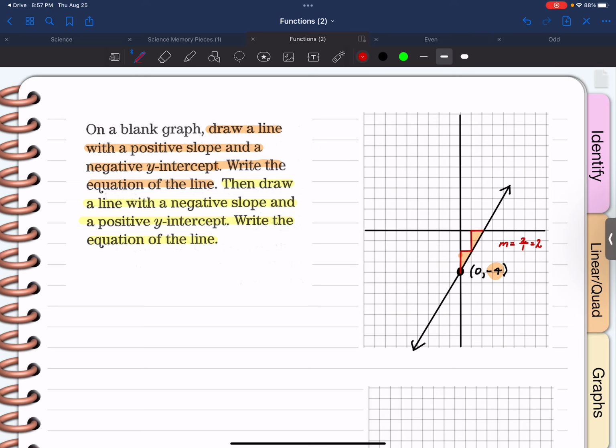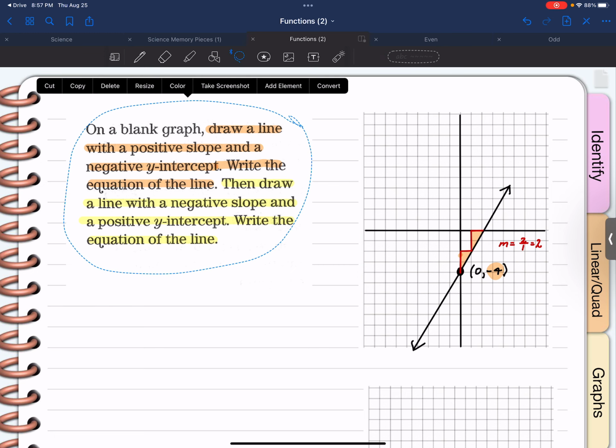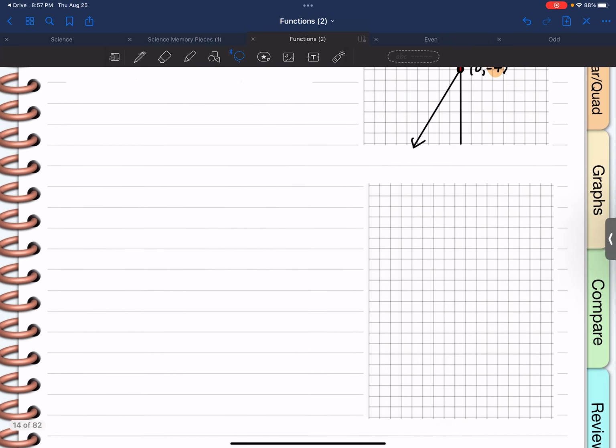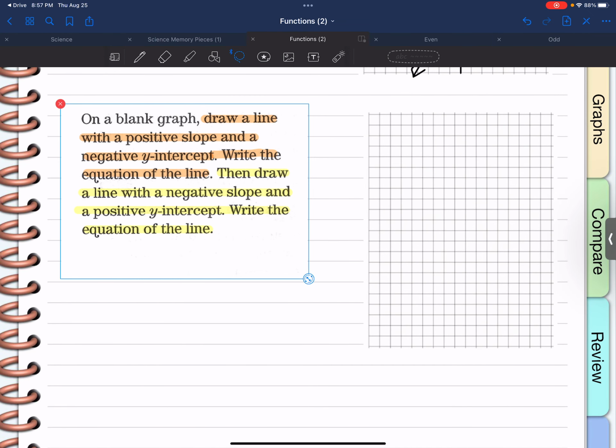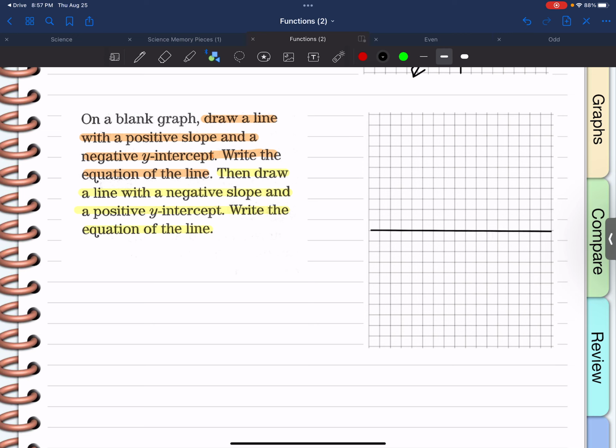Okay, let's do the second set. And I'm just going to take a copy of that and bring it down here. We've done the orange part, so let's focus on the yellow. And it says to draw a line with a negative slope and a positive y-intercept. So don't get rattled here. The wording is worse than the actual drawing in this case, I think. So there's the coordinate plane.